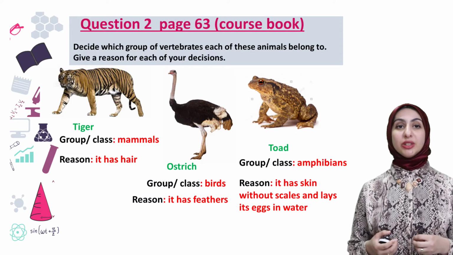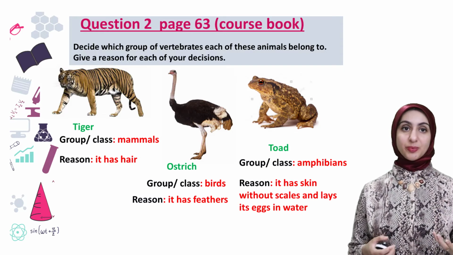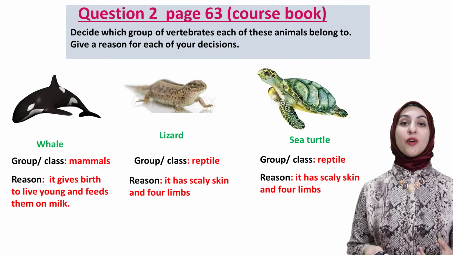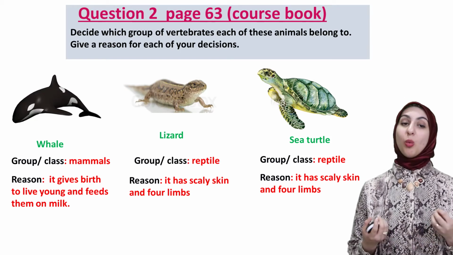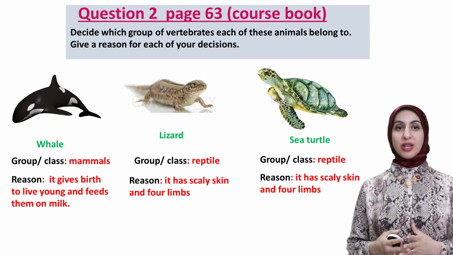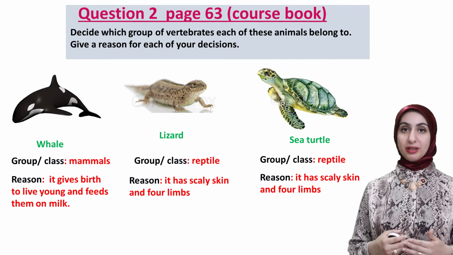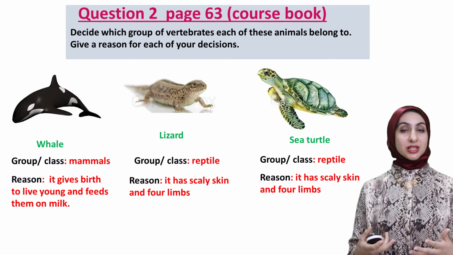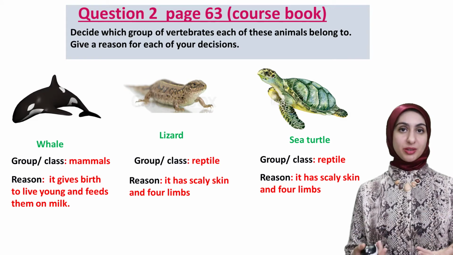The fourth animal here, whale. Whale is classified as a mammal. Why? Because it gives birth to live young and feeds them on milk. So it is classified as a mammal.